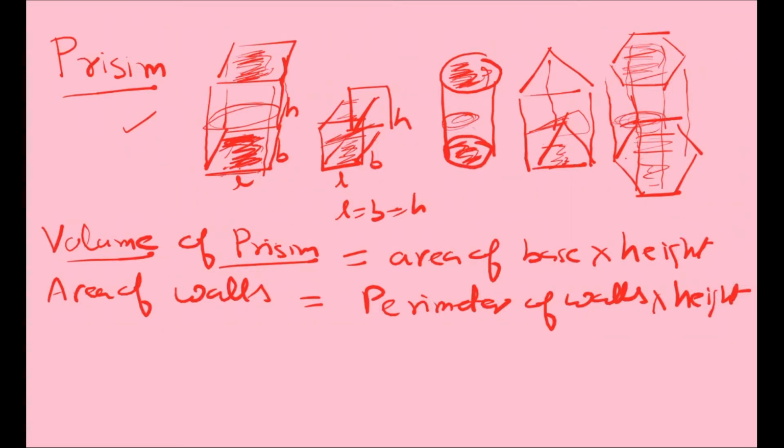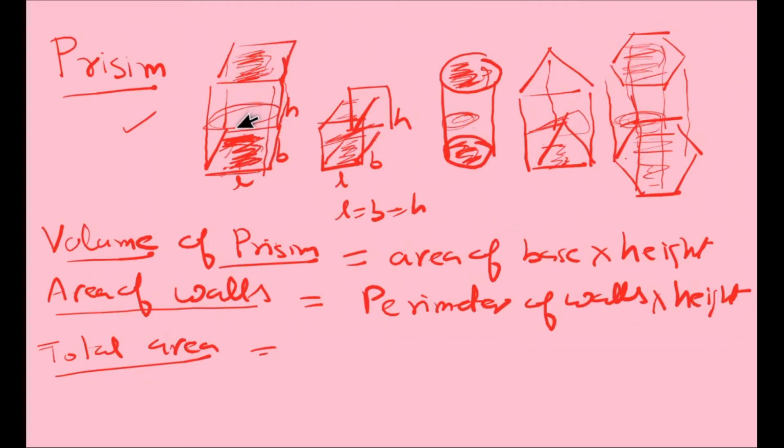Okay, this way you can find out the area of walls. Now total area will depend on the shape. If this is the solid shape, area of walls plus base plus top. If it is open at the top, then leave out the top. If it is open here, then only walls.